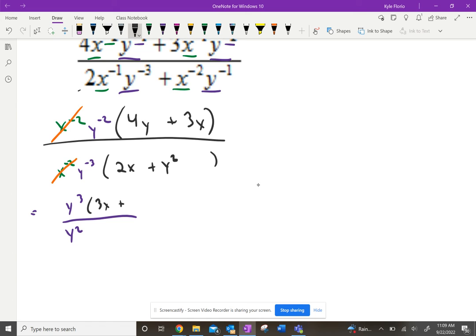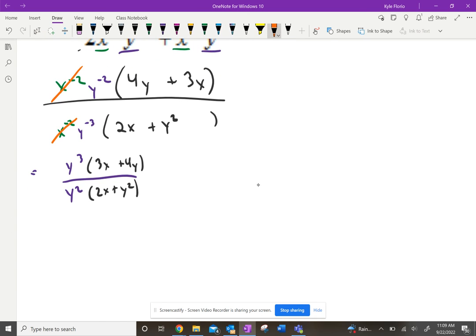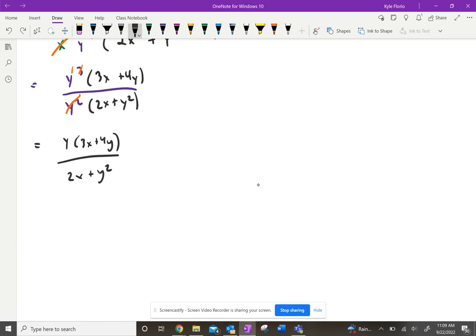And then I have 3x plus 4y. I'm just flipping those so it's in alphabetical order. 2x plus y squared. And if you didn't notice already, 2 of those y's will kill out 2 of those y's, and I'm left with 1 y left over. So that's it. We have y times 3x plus 4y over 2x plus y squared. And if you want to distribute that y in, that's fine. So then you have 3xy plus 4y squared over 2x plus y squared. So I'm going to leave my final answer like that.